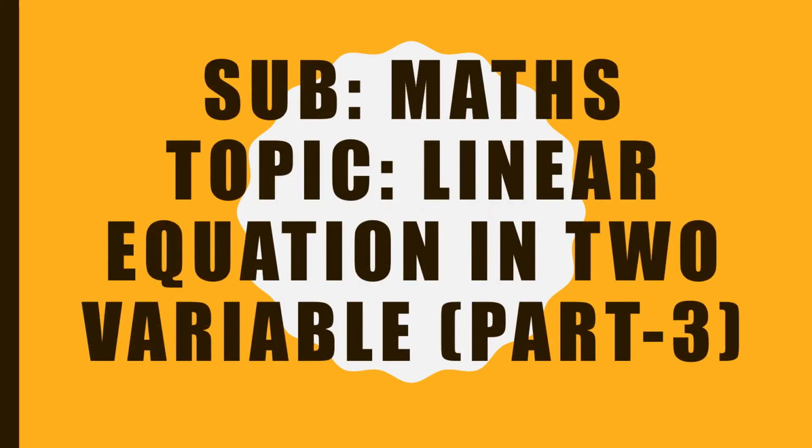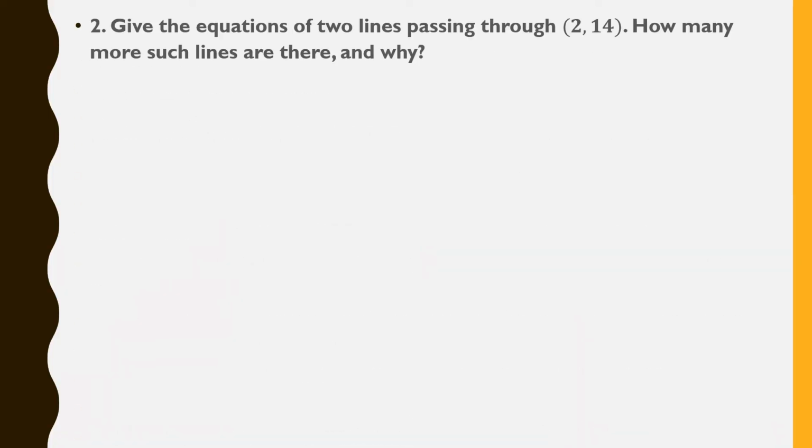Hello everyone. Today we will continue with our topic linear equation in two variables. We have our first question. Give the equation of two lines passing through (2, 14). How many such lines are there and why?